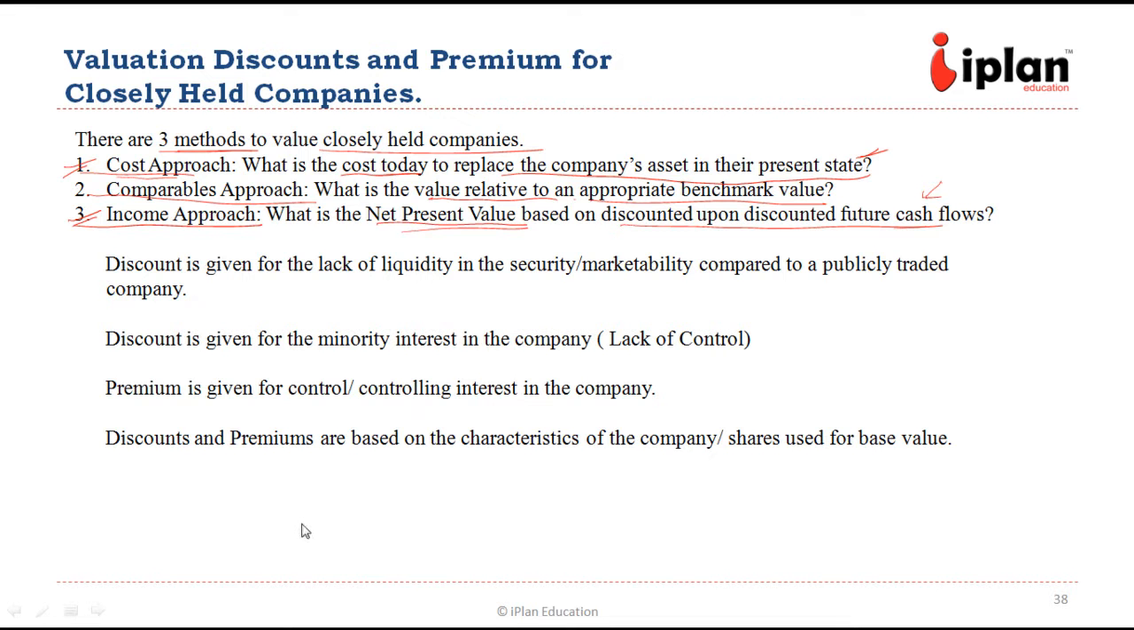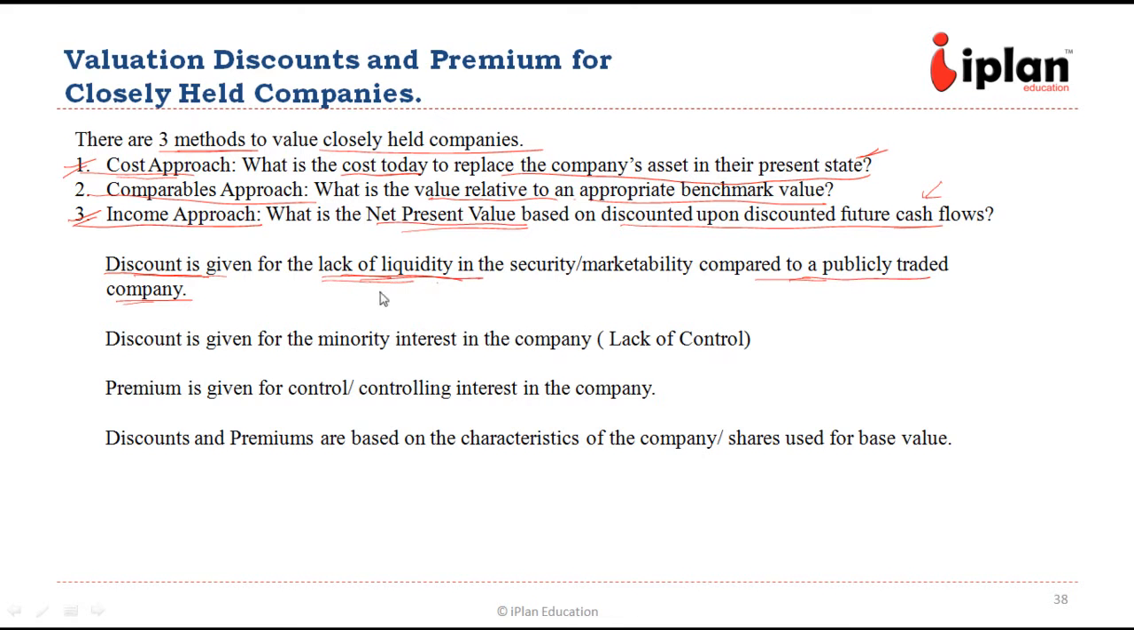There are further adjustments which need to be made in the value. A discount has to be given if there is lack of liquidity as compared to a publicly traded company. So if we are comparing the value of a closely held company with a publicly traded company, then it has to be discounted for lack of liquidity.